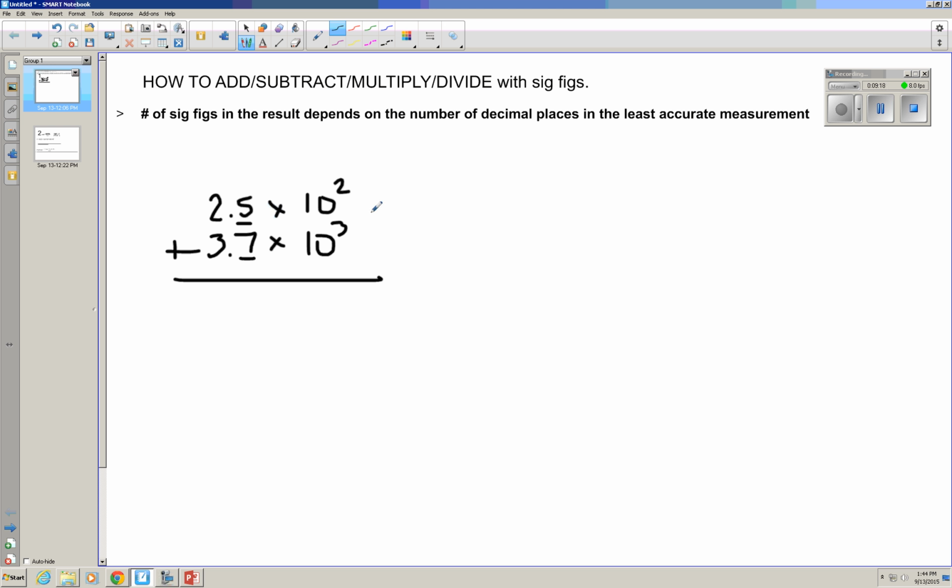You actually have to take these numbers and change them so they have the same value of exponent. It doesn't matter which one of these you choose. I just want to give you an example. I need the exponents to be the same before I can make a justification as to how I want to add them.